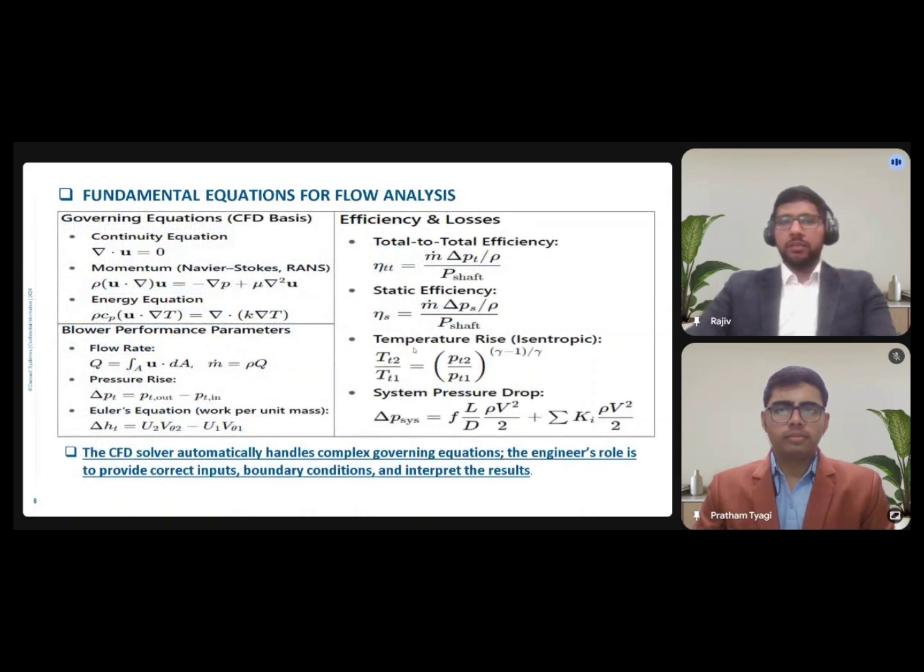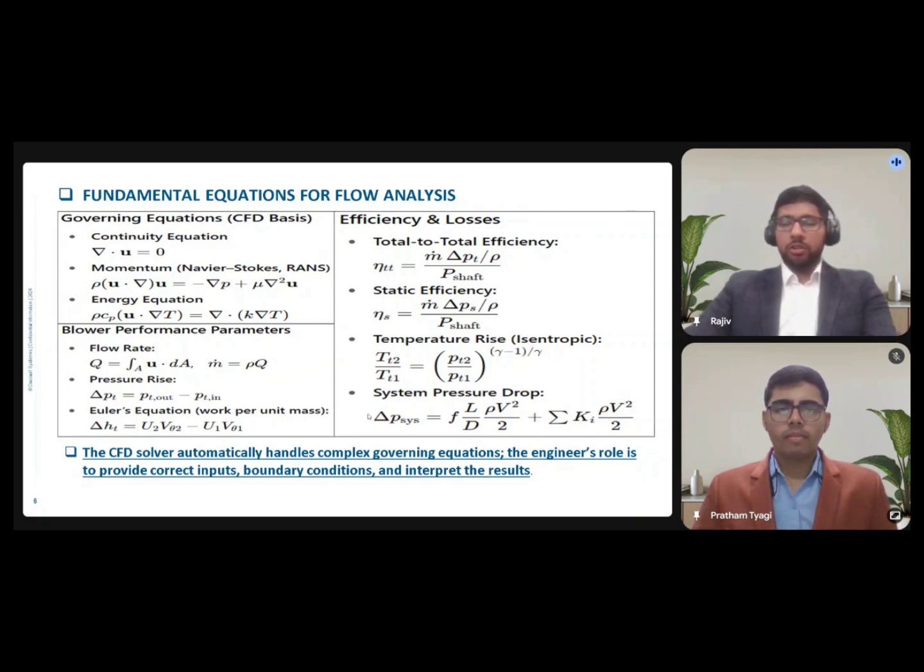Now let's look at some of the equations that we are using for our flow analysis. First, there are the governing equations that are the basis for the CFD analysis. These are the continuity equation, momentum equation, and energy equation. Similarly, there are the blower performance parameters upon which the performance of any blower system will be rated. These include the flow rate, the pressure rise, and work per unit mass. And lastly, there are efficiency and losses in the blower system. These include the total to total efficiency, the static efficiency, temperature rise, and system pressure drop.